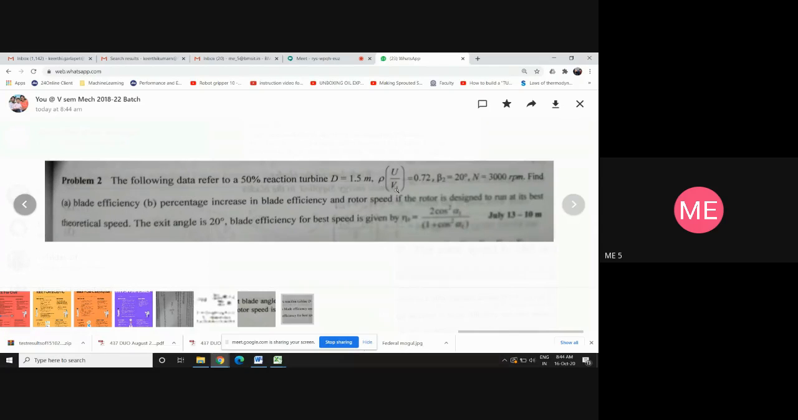There is some error here. You take this as speed ratio, U by V1, or in the form of the symbol phi. Either you take it as the symbol phi or a speed ratio. The speed ratio is 0.72. And beta 2, the outlet blade angle, is 20 degree. Copy that question.